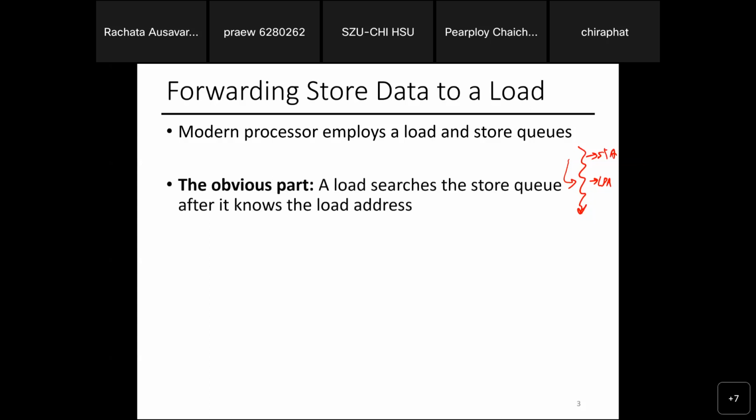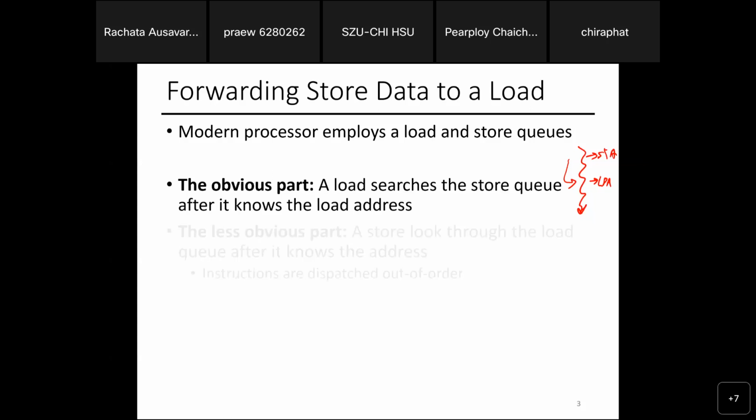Okay. So the obvious part, which is what I just said: if I have a load instruction, I can check the queue that maintains all the previous store requests and say, hey, did anyone try to update this address? If you have the data, please forward it to me.